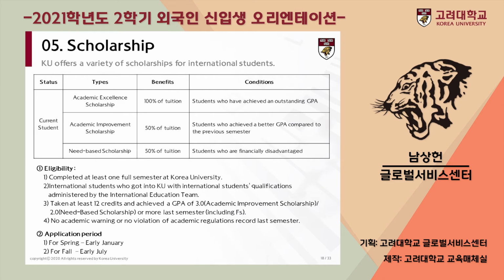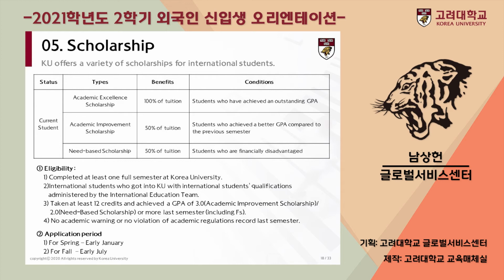There are different types of scholarships offered to Korea University international students. Among them are the following 3 you can see on this slide: Academic Excellence Scholarship, Academic Improvement Scholarship, and Need-Based Scholarship. The list of eligibility requirements is shown right here.